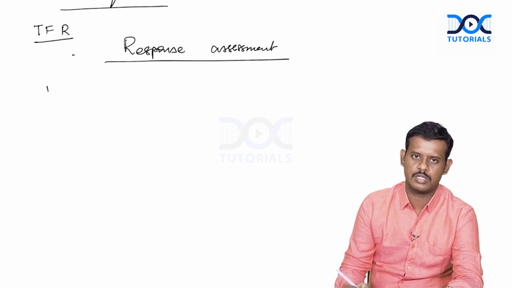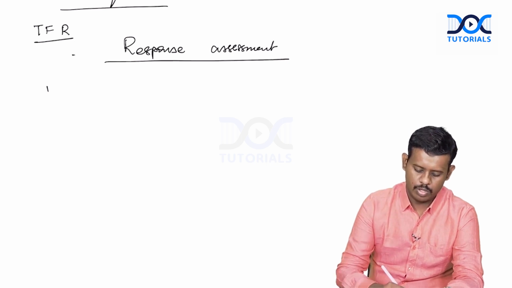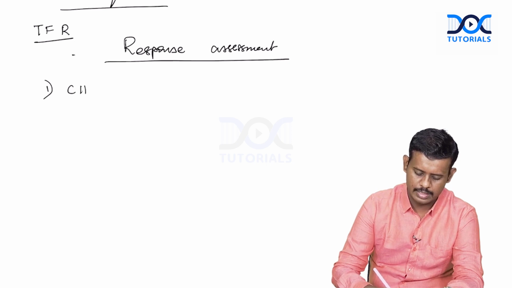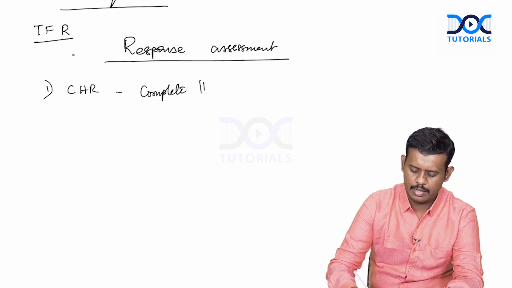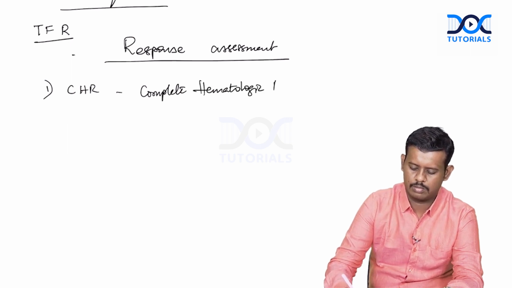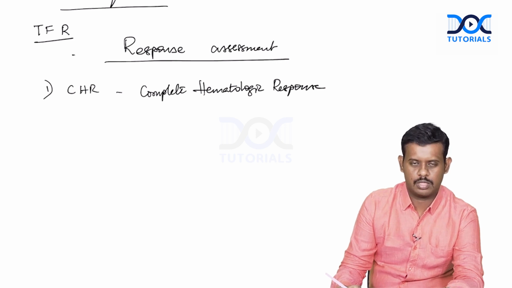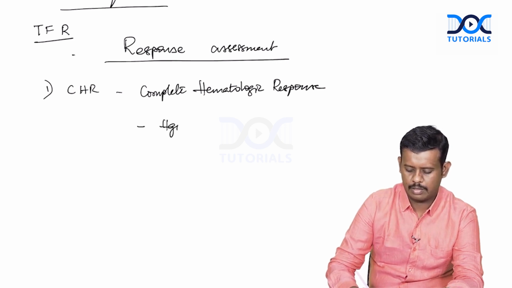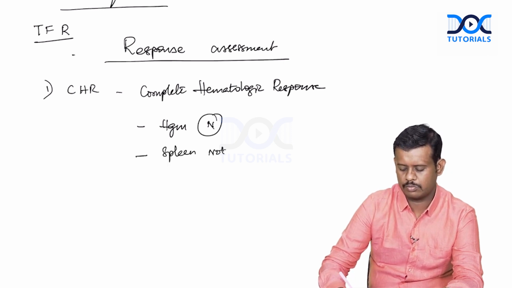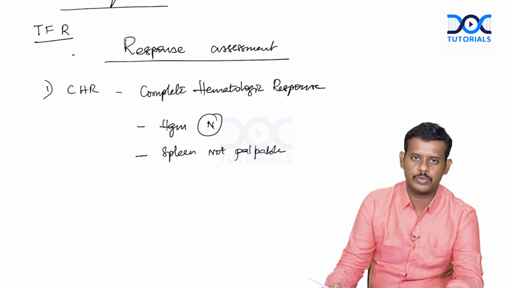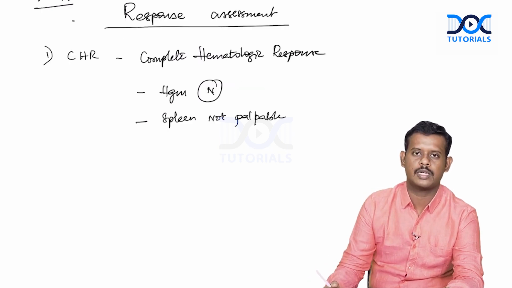So what are the different responses and how do you define them and what do they indicate to us? First is your CHR or the complete hematological response. What is complete hematological response? It means that your hemogram has normalized and your spleen is not palpable now. So these two conditions ought to be satisfied for you to call that the patient is in CHR, that is complete hematological response. And you expect it at a time frame of around 2 to 3 months from the starting of therapy.